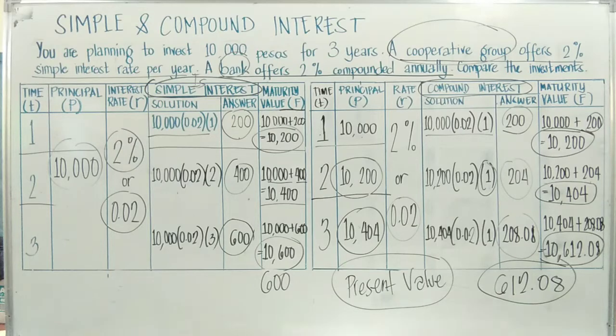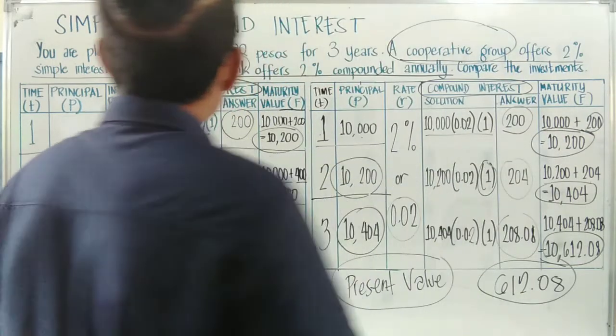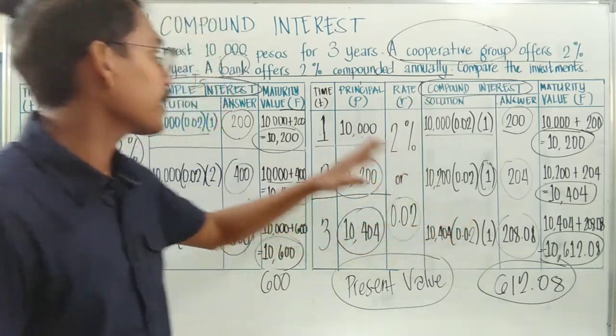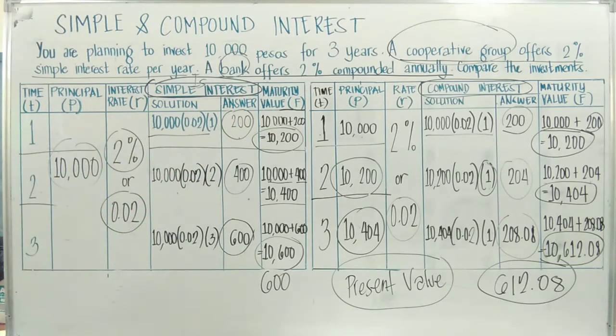So the simple interest remains constant throughout the investment term, while in compound interest, the interest from the previous year is accumulated and also earns interest. Thus, the interest grows every year. So if I have to decide, I will invest my money in a bank rather than in a cooperative group. So that is just an illustration of simple and compound interest.